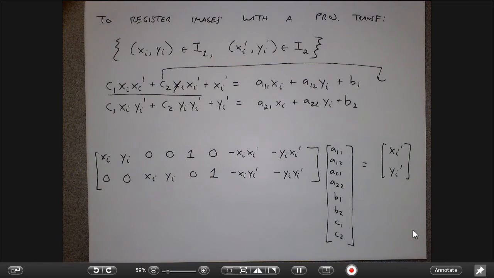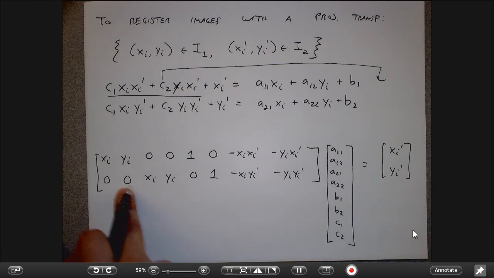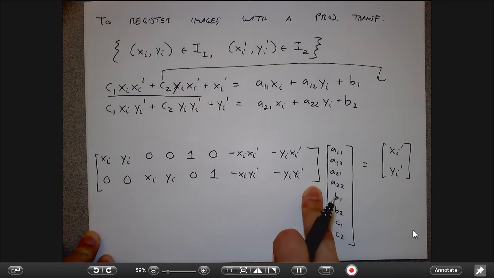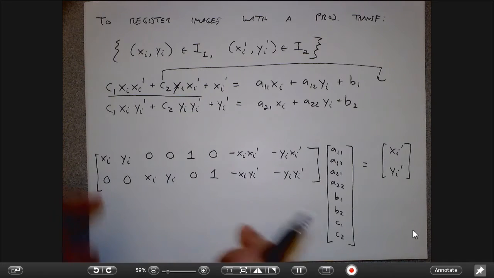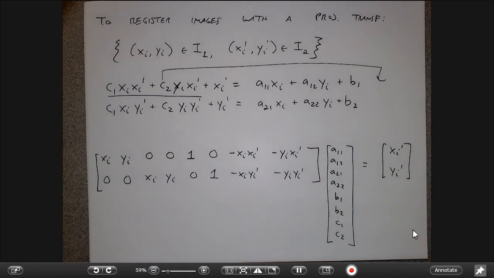Right, so what I did is I put this together into something where I have 2 equations in 8 unknowns, right? And since I only have to estimate 8 parameters, as long as I had 4 corresponding points, every correspondence gives me 2 more equations. So if I had 4 corresponding points, I would have 8 equations, then I would have an 8 by 8 matrix equation. I could solve that exactly, right?